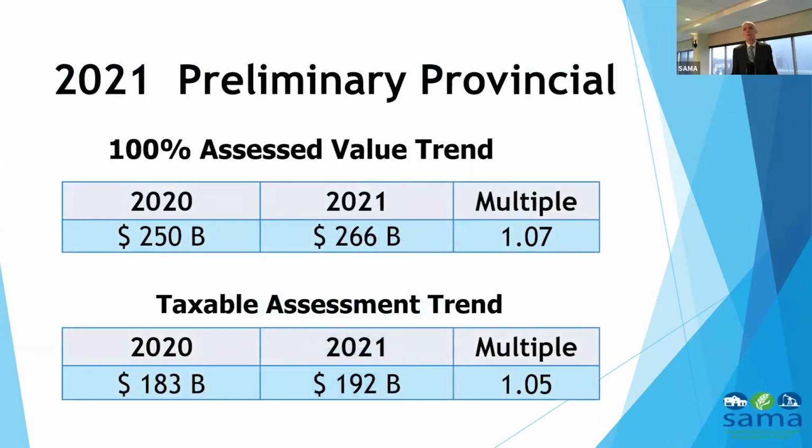Provincially, we took all of SAMA's assessments and combined them with the cities of Saskatoon, Regina, Prince Albert, and Swift Current. For the 2020 roll year, the 100% assessed value was $250 billion. The total assessment for 2021 is going up to 266 billion, a multiple of 1.07. It's important to note these are values as of April 1st of 2020. These are the preliminary numbers we were looking at. We've since done additional market analysis and fine tuning and updating of our databases, but it gives you a sense of where the values are going. And that multiple, although it is an increase, is not as big an increase as we've seen with previous revaluations. And the taxable assessment trend is fairly similar.